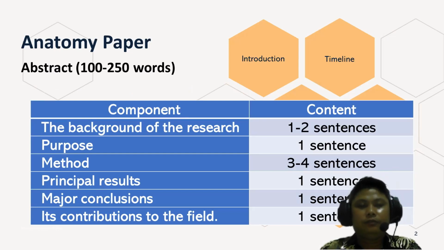The first part of the anatomy is the abstract. The abstract is 100 to 150 words. What are the components of the anatomy of a paper? One is the background of the research.